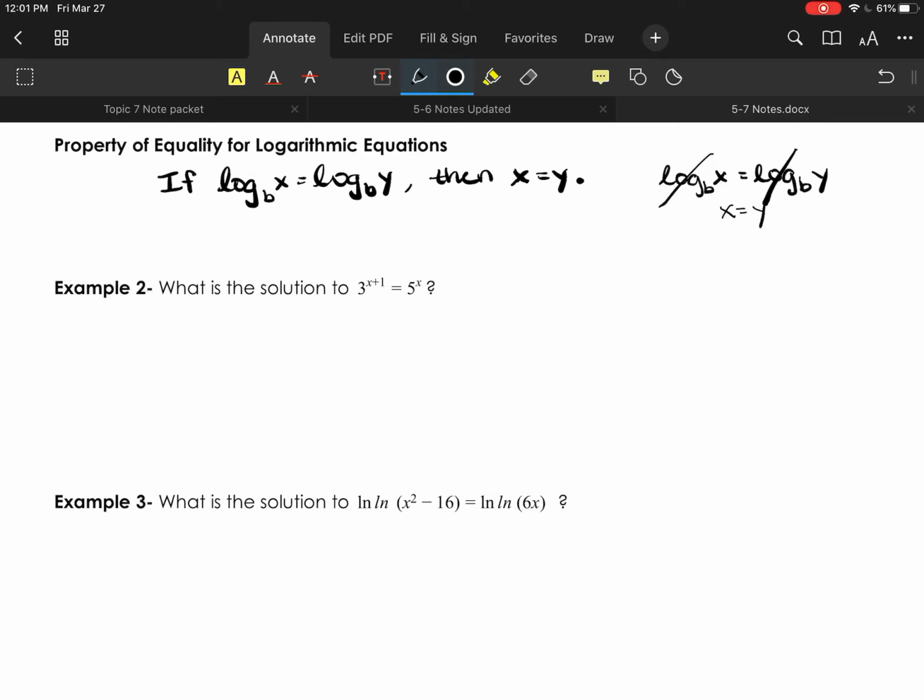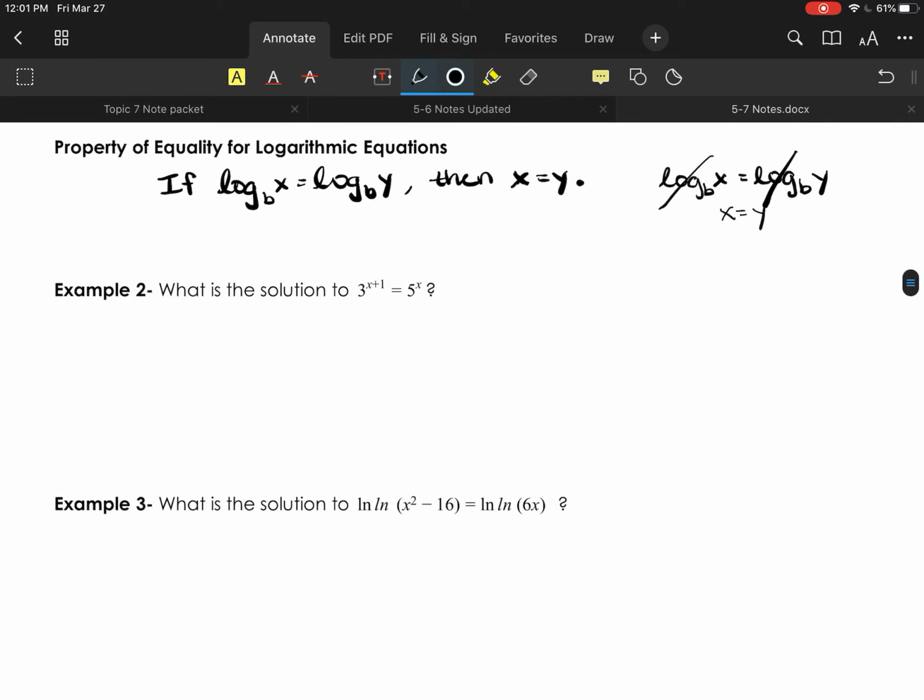So you have 3 to the x plus 1 equals 5 to the x. And it's pretty impossible to solve this equation unless you use logarithms. So remember, we're trying to get rid of the exponent because that's the tricky thing right now. So to get rid of them, use the inverse function, which is a logarithm. So I'm going to take the log of both sides. So I have log of 3 to the x plus 1 is equal to log of 5 to the x.